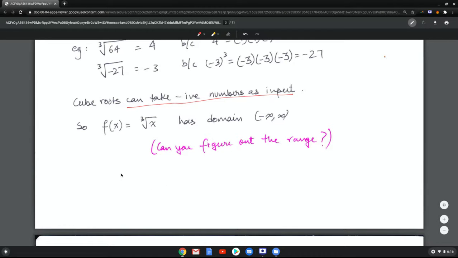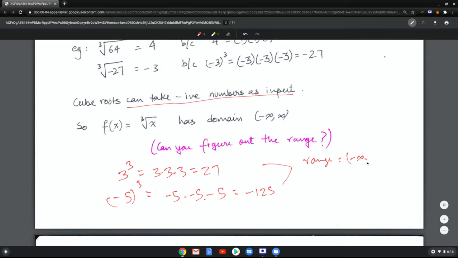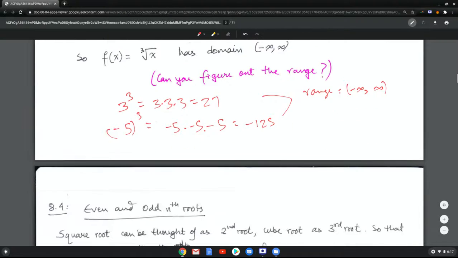But what's going to happen is, if I have a positive number, 3 cubed is 3 times 3 times 3, which is 27. If I have a negative number, negative 5 times negative 5 times negative 5 is negative 125. This means that my range can be anything between positive and negative infinity. So same as the domain.